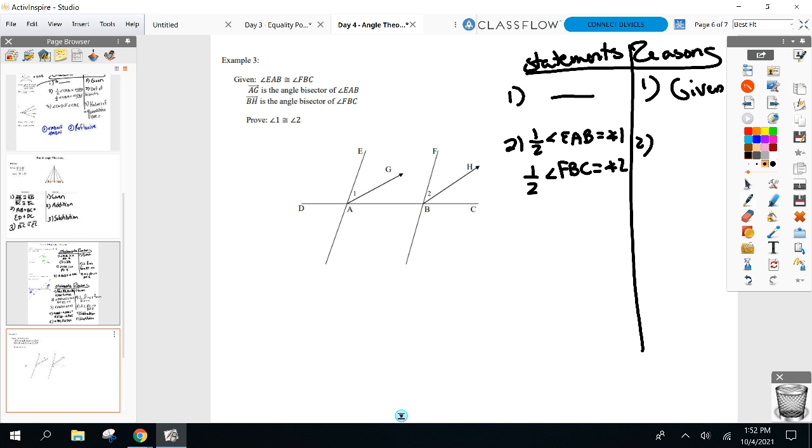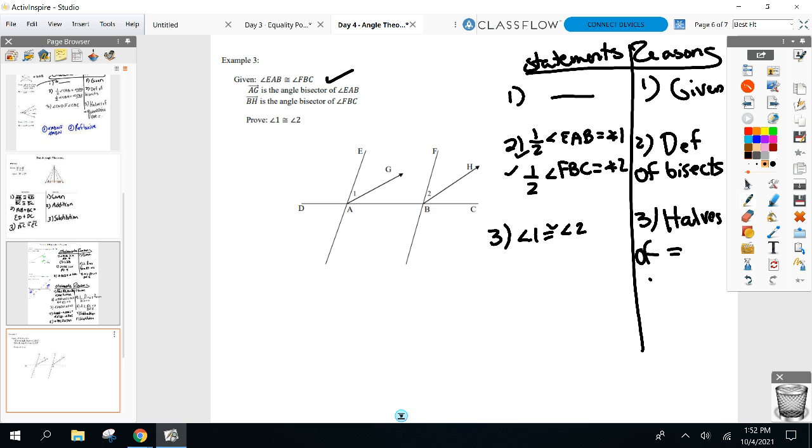What allows you to do that? What'd you see in the givens? Definition of bisector. Correct. This is not halves of equal quantities. That's just definition of bisects. You take half of it. And now at the end, all right, I got my equal quantities checked. I got my halves statements, check, check. I'm all set. Angle 1 congruent to angle 2. Halves of equal quantities are equal.